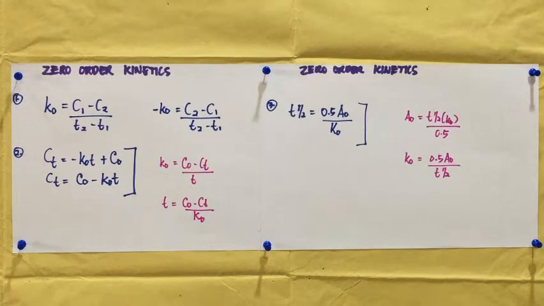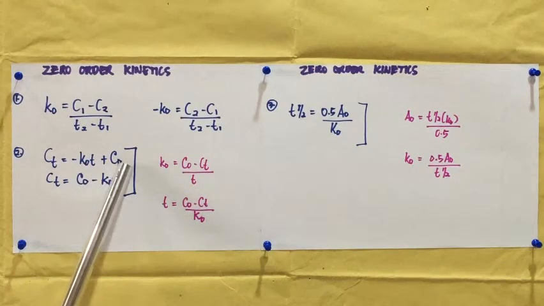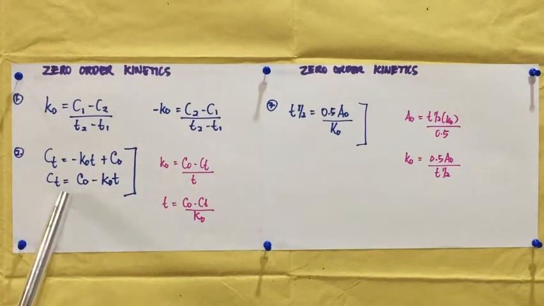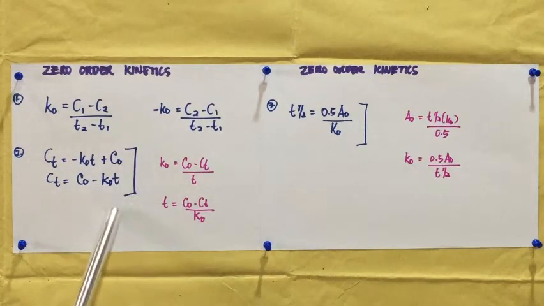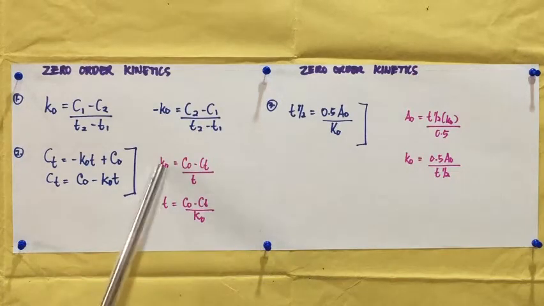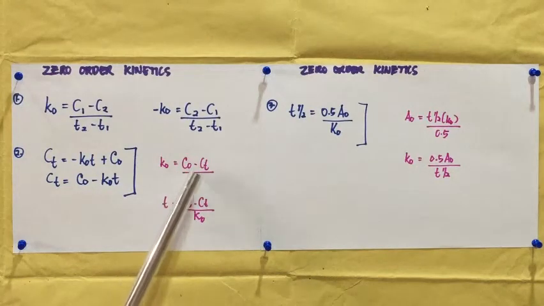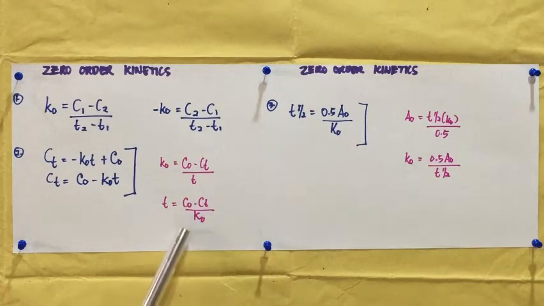The second formula I presented was this one, when there is an initial concentration given in the problem. So CT is equivalent to negative KOT plus CO. Again, we can rewrite this to become CT is equivalent to CO minus KOT. From this formula, we can derive how to get KO and time. So KO is equivalent to CO minus CT divided by the time. And time is also equivalent to CO minus CT divided by KO.